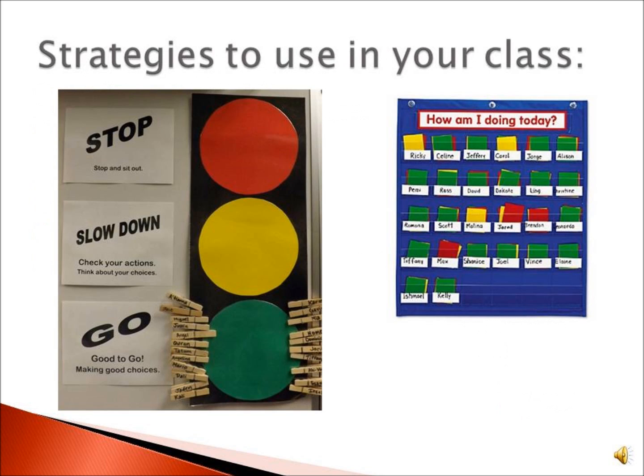Here are some strategies you can use in your classroom to help behavior. One example you see here is a red, yellow, green traffic light. The students will each have a clip with their name on it. They will stay on green when making good choices. If they make a bad decision, they will clip up to yellow, where they think about their choices. If their bad choices continue, they will clip up to red. This is where they stop and sit out and think about what they have done and why their behavior was not the correct choice.